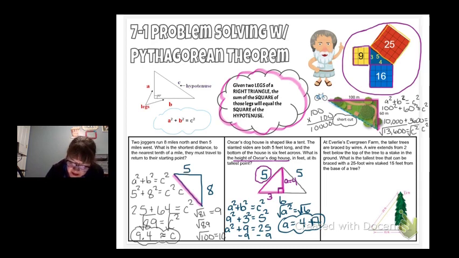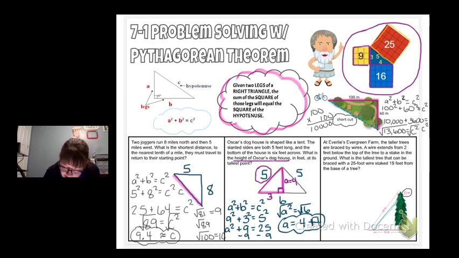Last one. At Everly's Evergreen Farm, the taller trees are braced by wires. A wire extends from 2 feet below the top of the tree to a stake in the ground. So that's this wire right here. Okay, and you have to pay careful attention to this: that wire is actually connected to the tree 2 feet below the top of the tree.